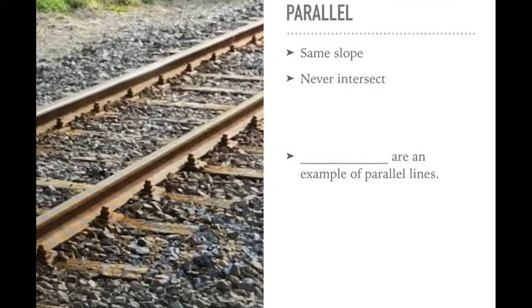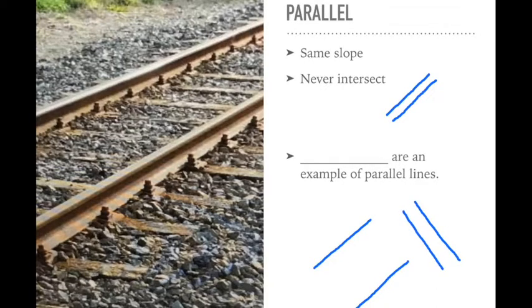Let's look at the word parallel. The word parallel simply refers to when two lines or line segments have the same slope. You might have them very close together like that, or very far apart like that. They might also go in the opposite direction and have a negative slope. But the main point is that they never intersect. They never cross at any point.